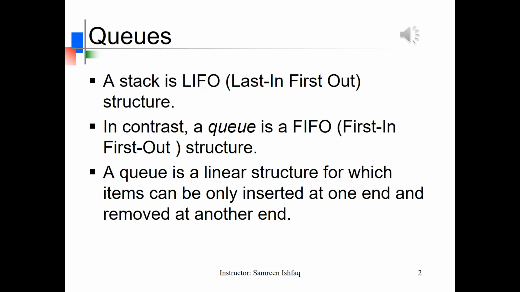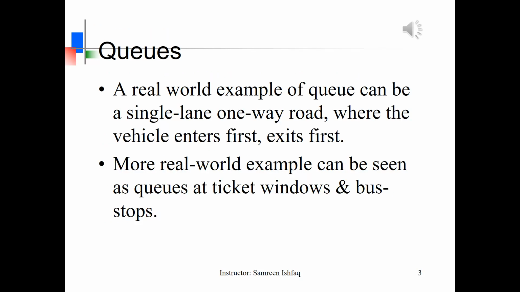An example of a queue in our daily life is when we queue up while depositing a bill or a fee. The objective of a queue is to serve the person in their arrival order. It means the first coming person is served first. Another real world example of a queue can be a single lane one way road where the vehicle that enters first exits first. More real world examples can be seen as queues at a ticket window or bus stops.